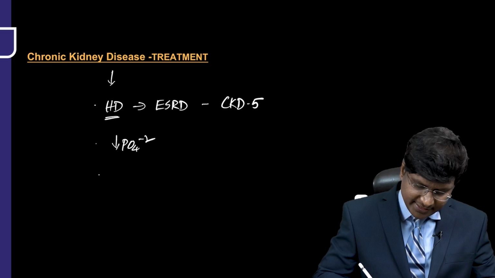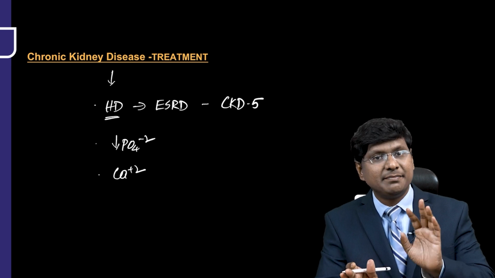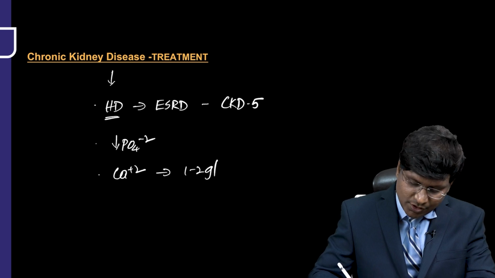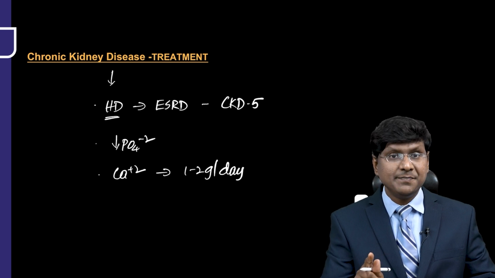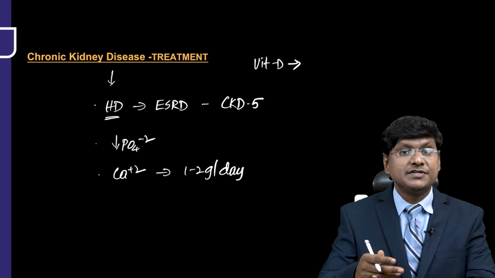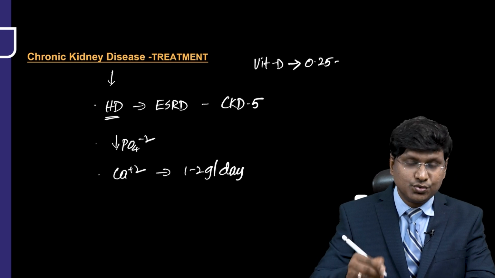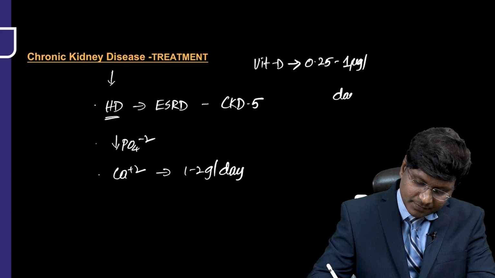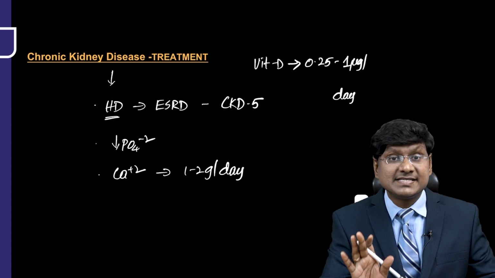Now, along with that, in these CKD patients, provision of adequate calcium intake by mouth. And how much should that calcium be in CKD patients? Nearly around 1 to 2 grams of calcium by mouth should be given. Okay. And if at all you are giving vitamin D, that is your calcitriol, which is the active form, the dosage should be around 0.25 to 1 microgram per day. Right, 0.25 to 1 microgram per day calcitriol is being supplemented.